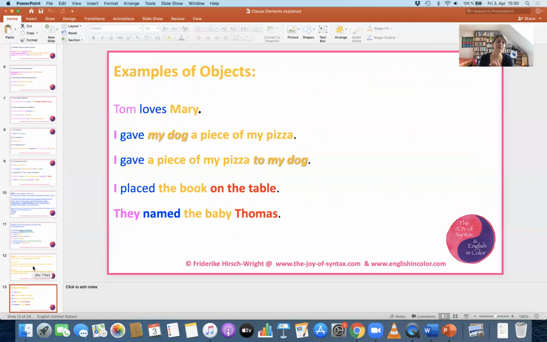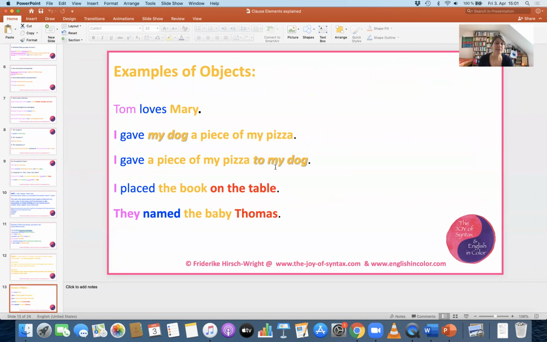Examples. There are some verbs that only take one object. Example, Tom loves Mary. There are some verbs that take two objects. Examples, I gave my dog a piece of pizza, and actually my dog is the indirect object, a piece of pizza is the direct object, and there are two possible slots for the indirect object. It can either be between the verb and the direct object, or it can be behind the direct object, but then we need to add a preposition. So I gave a piece of pizza to my dog is also correct.